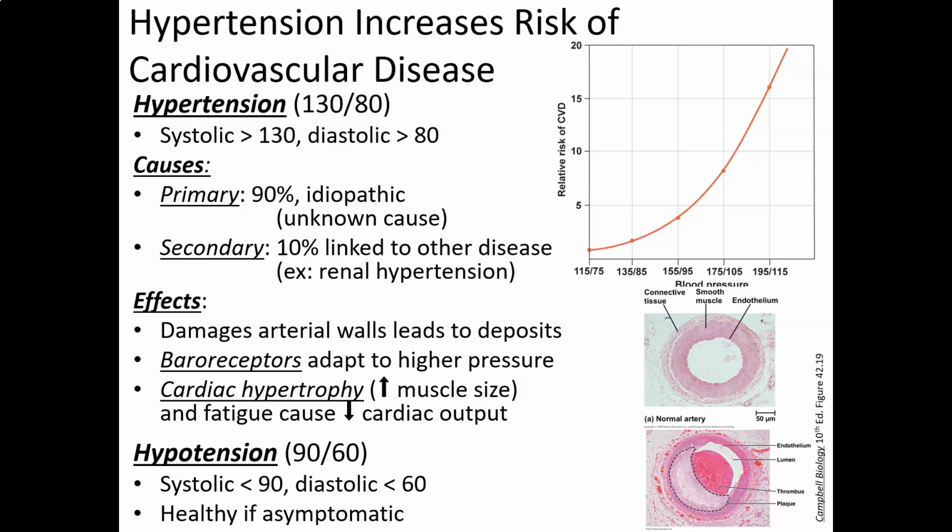And as it gets enlarged, it gets less efficient, which means it has to work harder, which means it has to get bigger to eject more blood, which means that now it gets even less efficient. And this gets into a positive feedback cycle. It's not very quick, but your heart gets weaker, weaker, weaker over time. And that's called cardiomyopathy or heart failure. It causes fatigue, it causes a decrease in cardiac output.